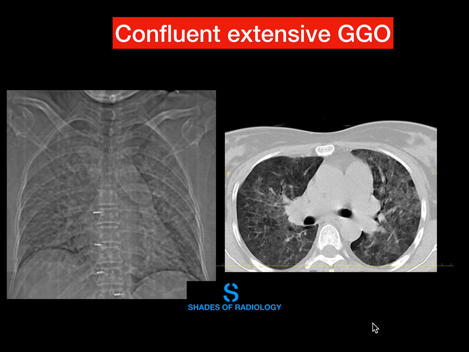And once it progresses, these confluent ground glass opacities and alveolar opacities become diffuse haziness in the bilateral lung fields. So these are the classic features of ground glass opacities, all the classic imaging findings. Thank you all for listening. Thank you very much.